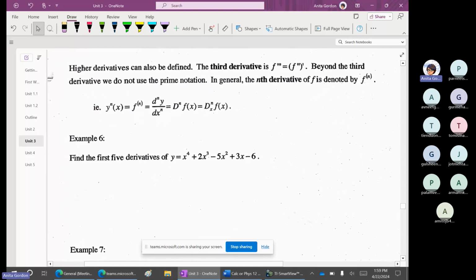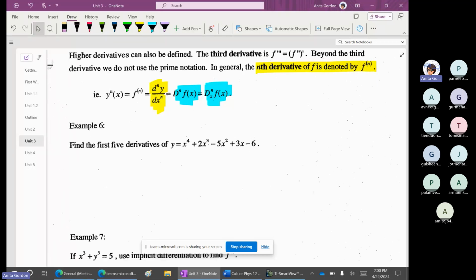Higher derivatives can also be defined. We can, of course, do third, fourth, fifth, and nth derivatives. The nth derivative means put in whatever number you want for n. It can be denoted, this is our Leibniz notation, and this is big D notation. I know, it's very, very funny when I say that. Okay, so either notation works. It is a shorthand method for writing the nth derivative of whatever function that you want.